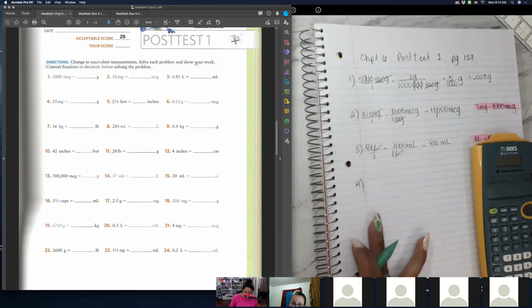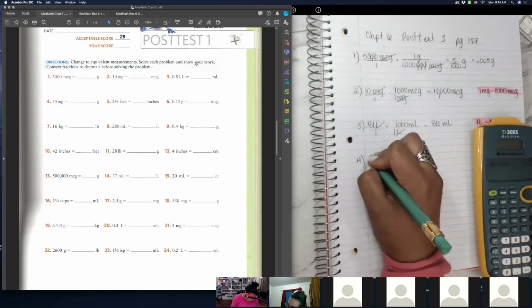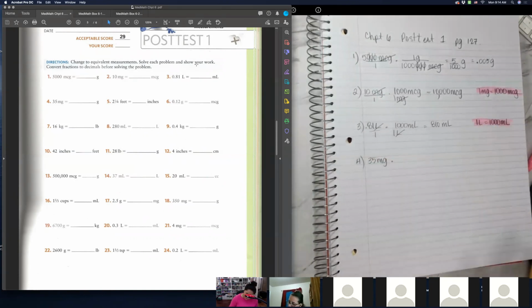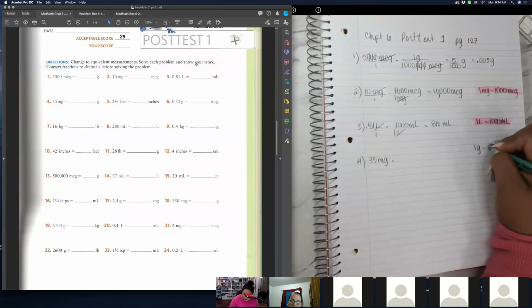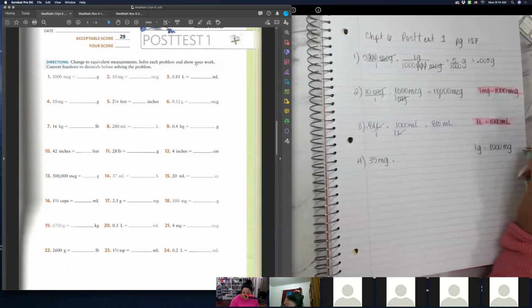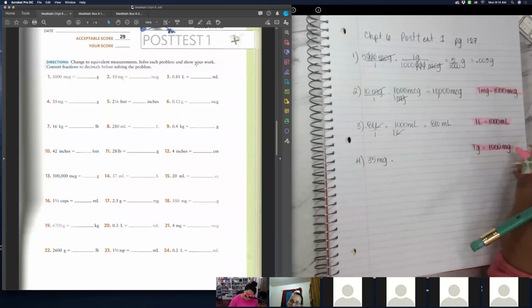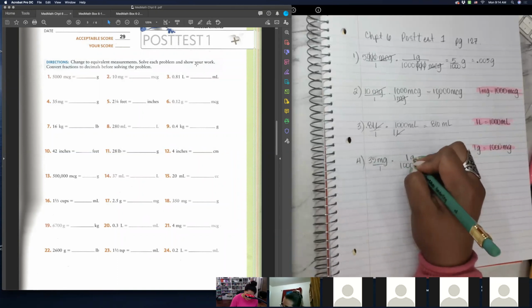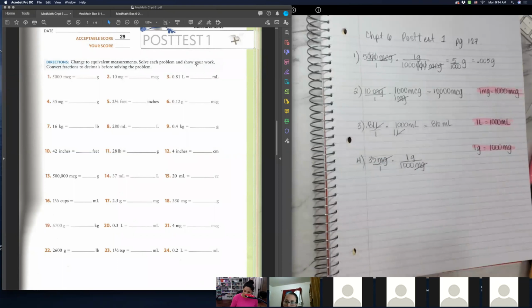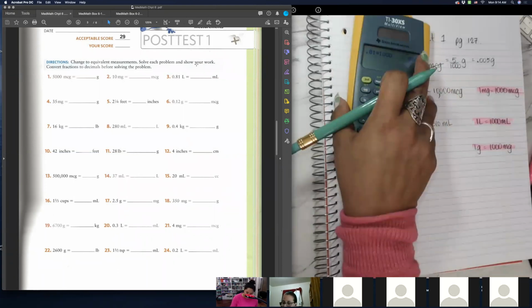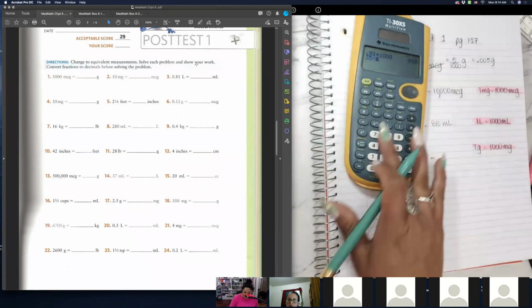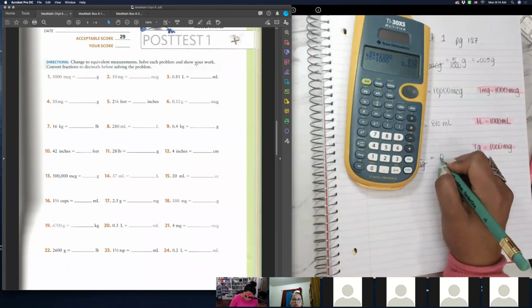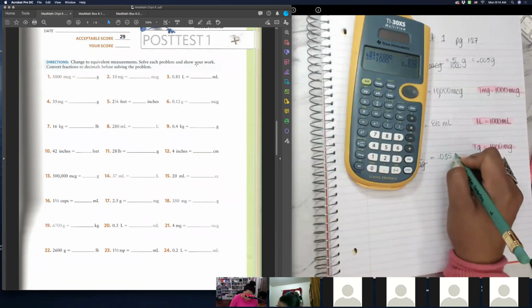Okay, number 4 is 35 milligrams converted to grams. So again, 1 gram is equal to 1,000 milligrams. 1,000 milligrams to 1 gram. My unit of milligrams cancels. So all I'm going to do is take 35 divided by 1,000. And that's going to equal 0.035 grams.